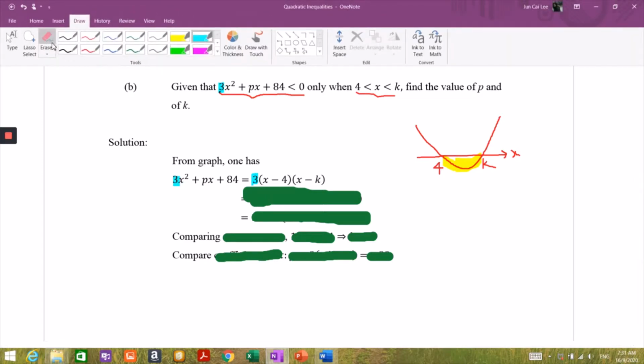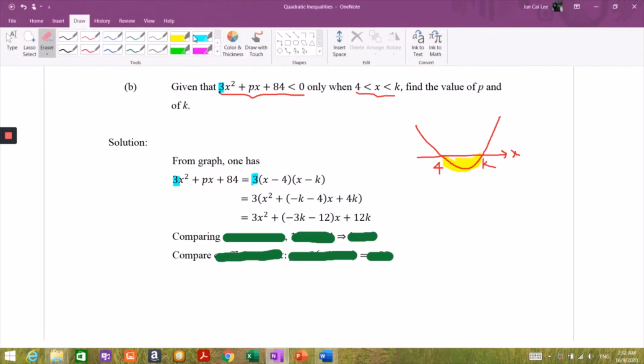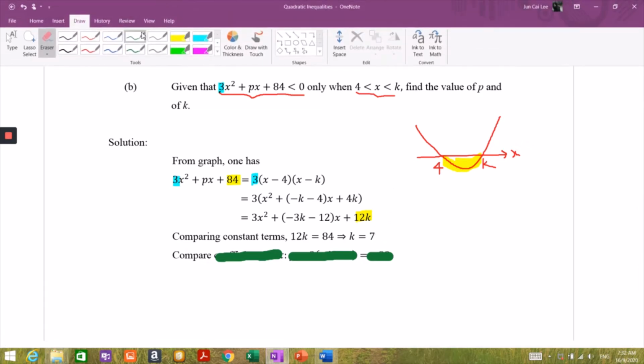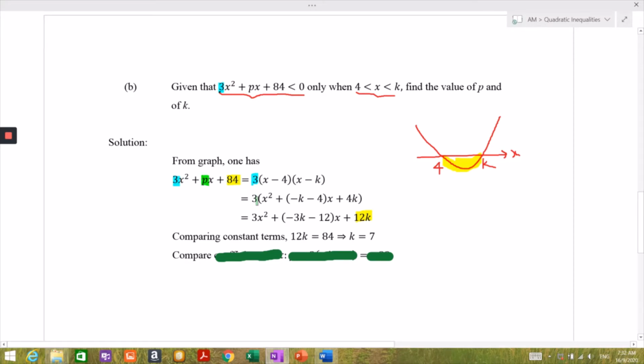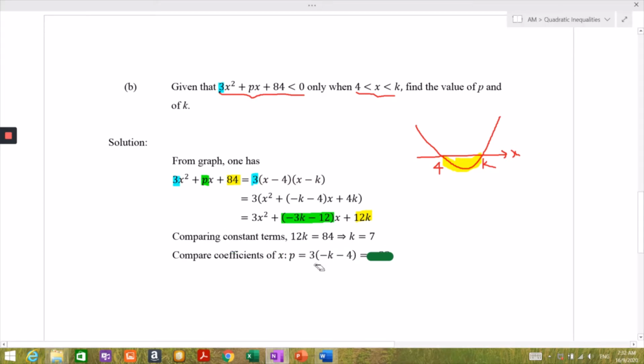And then what do you do? You now expand out fully, grouping the x squared term, x term, and constant term separately. And then you multiply in everything so that you can get the expression of the form ax squared plus bx plus c. So what do you do after that? Well, all you need to do is to compare the terms. The first thing I'll compare is the constant term. With that, you see that 12k has to be 84, and that gives you your k value. If you compare the other one, which is the x term, you see that the coefficient of x is exactly the same. So here, you find that your p is just your negative 3k minus 12. And since k is 7, you get your p value for free.